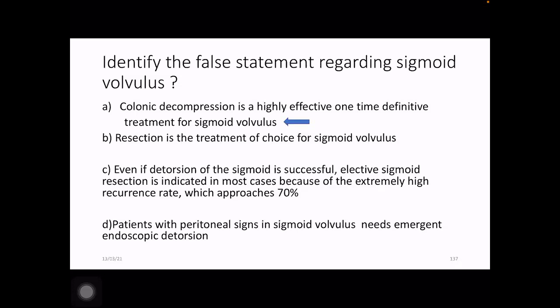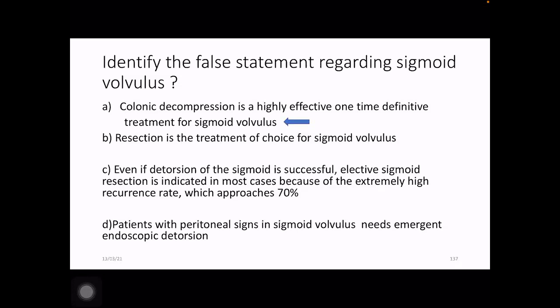Guys, resection is true. Wonderful. Even if detorsion of the sigmoid is successful, elective sigmoid resection is indicated because of the extremely high recurrence rate, which approaches 70%. True or false? True. So only detorsion, if you do, has a 70% recurrence. So you have to do a sigmoidectomy in the same setting.